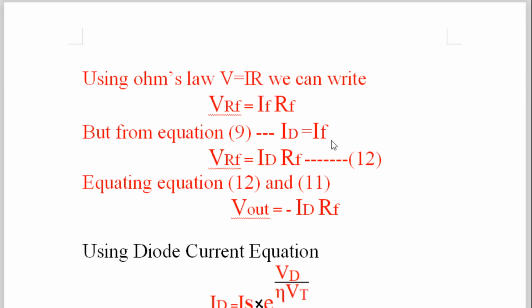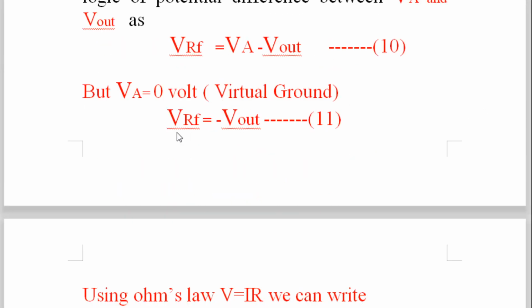Therefore, ID is equal to IF, because diode current is nothing but your feedback current. So VRF is equal to ID into RF. Now what is equation number 12? Voltage across feedback resistor by Ohm's law. And there is one more voltage across the feedback resistor by using potential difference logic. So these two voltages represent the same thing.